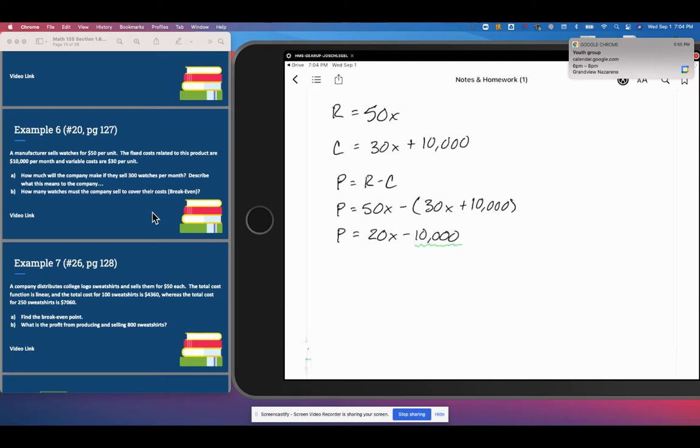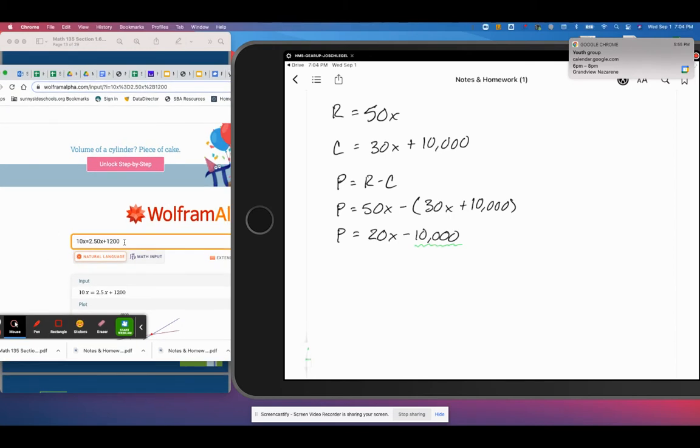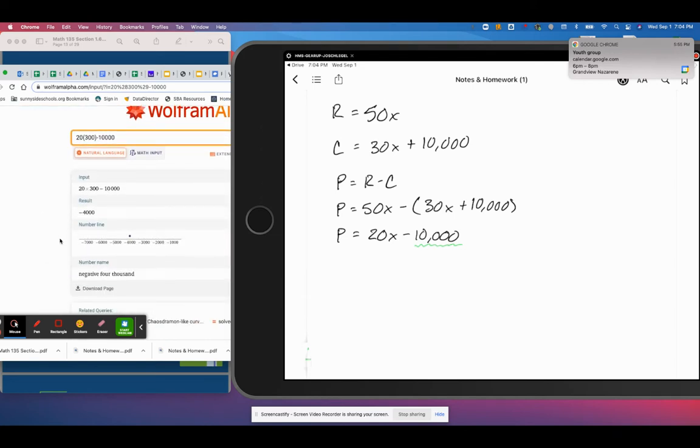And so let's go ahead and take our profit function, give it to Wolfram, and put 300 in there and see what happens. So our profit function is 20 times x, which in this case is 300, minus 10,000. I'm going to predict this is bad for the company. Yes, it's actually very bad for the company. They are losing $4,000 a month by doing this.